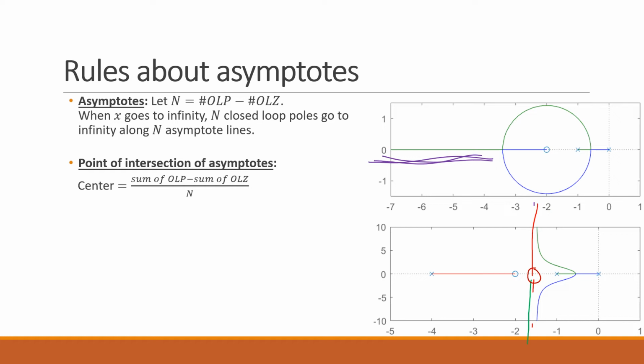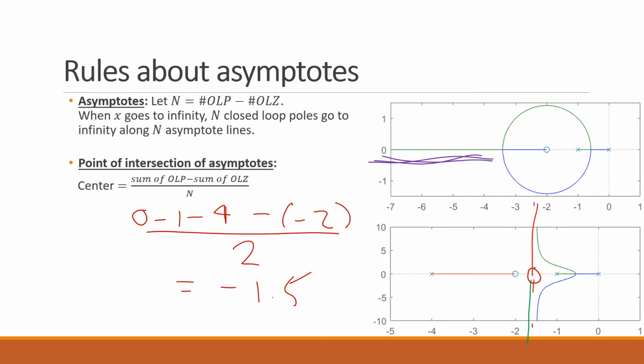The sum of open loop poles: we have three open loop poles, so the sum would be 0, the first open loop pole, minus 1, the second, and minus 4, the third, minus the sum of open loop zeros, of which there is only one, and that's minus 2. Divide by the number of open loop poles minus the number of open loop zeros, which is the number of asymptotes, and there are only two asymptotes. If you do all that math, minus 5 plus 2 is minus 3, so minus 3 over 2 is minus 1.5, and minus 1.5 is indeed the center of these two asymptotes.